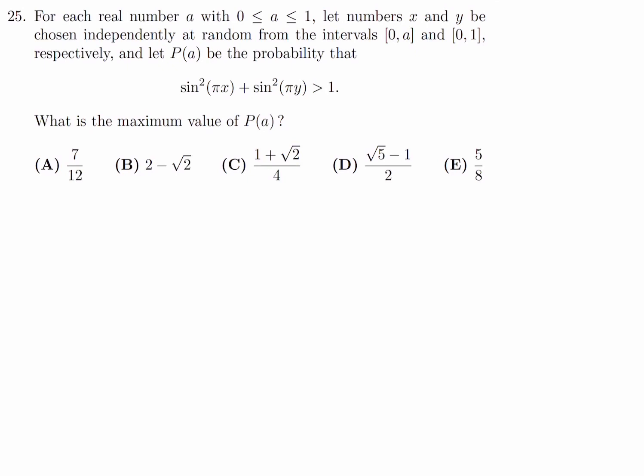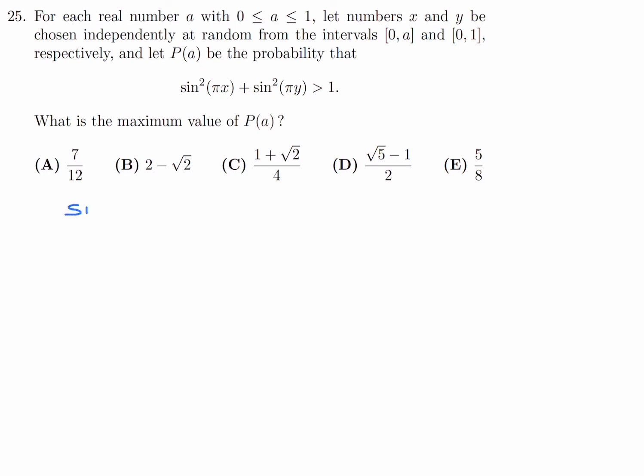For each real number a with a between 0 and 1 inclusive, let numbers x and y be chosen independently at random from the intervals 0 to a and 0 to 1 respectively, and let P(a) be the probability that sine squared of pi x plus sine squared of pi y is greater than 1. What is the maximum value of P(a)?